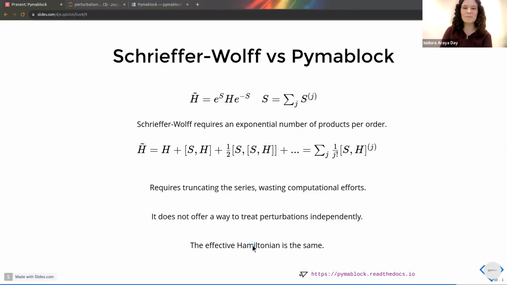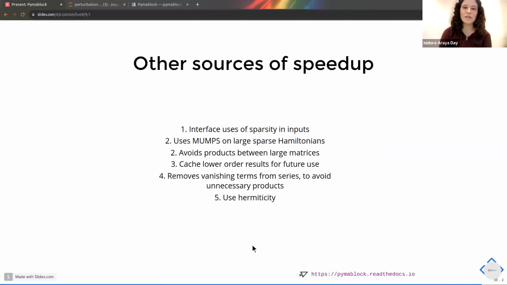So that's really cool. And if you're interested, there are other sources of speed up, like we are able to work with sparse matrices too. We use a package called MUMPS that is really good with big sparse Hamiltonians. So this helps when diagonalizing these huge matrices or using the KPM method. Then we also avoid products between large matrices. So that saves time at every step.